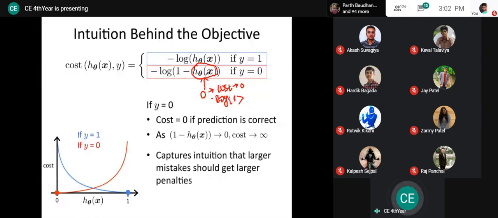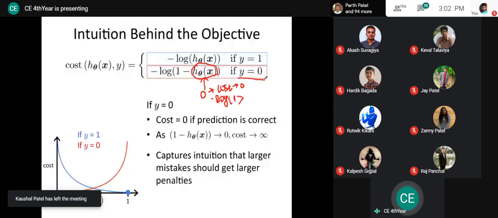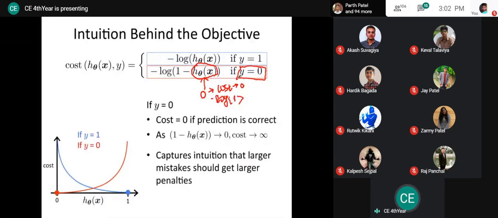Why? Because this is the equation of y is equals to 0. That means your correct class is also 0. So the correct value is 0, your prediction is 0. So in that case, the cost should be 0. Right? So that is actually the indication, you can say there is a meaning of this point.